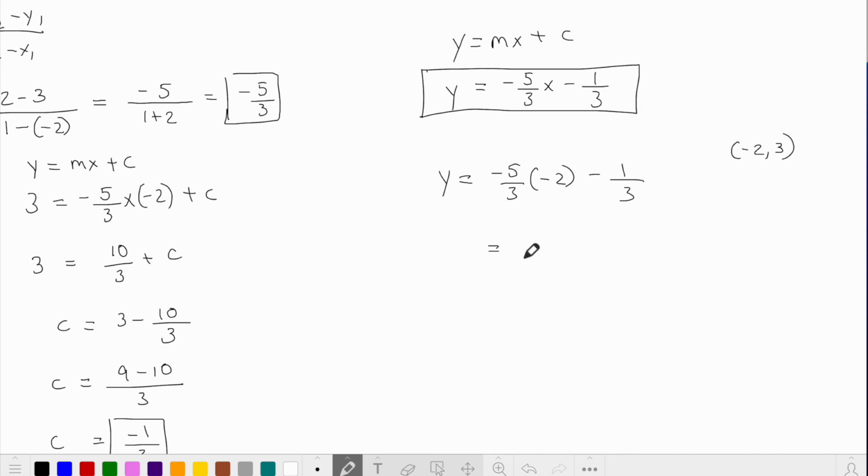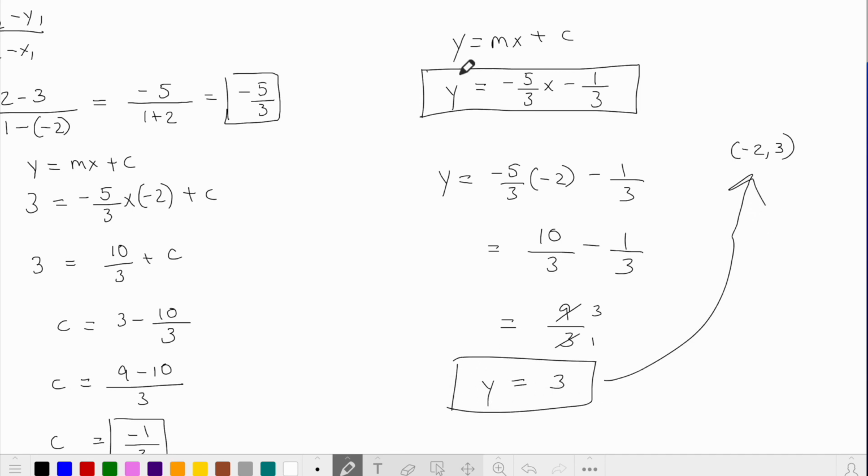So 5 times 2 is going to be positive 10, and of course negative times negative is going to be positive. So 10 by 3 minus 1/3. That will be 10 minus 1, which is 9, divided by 3, that will be 3 times 3 over 3 times 1, and y is equal to 3. Voila! So we got this point. That shows that our equation is correct.